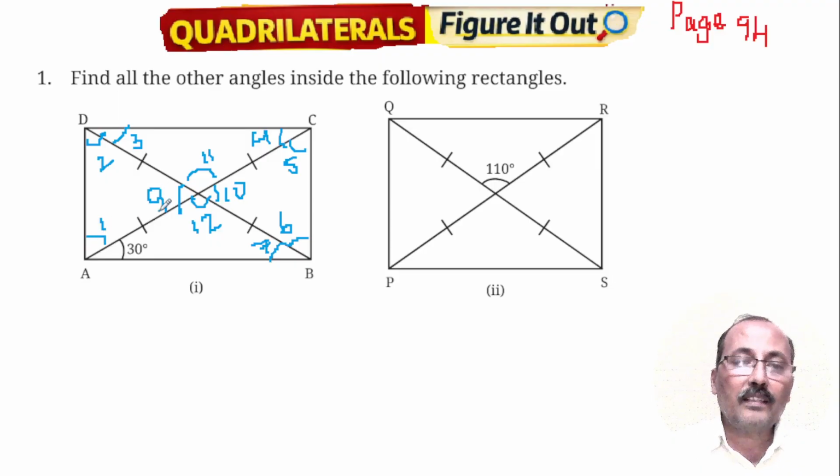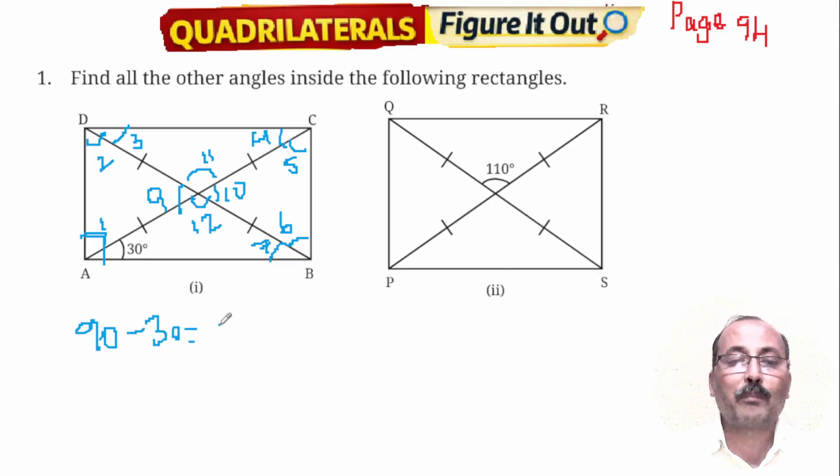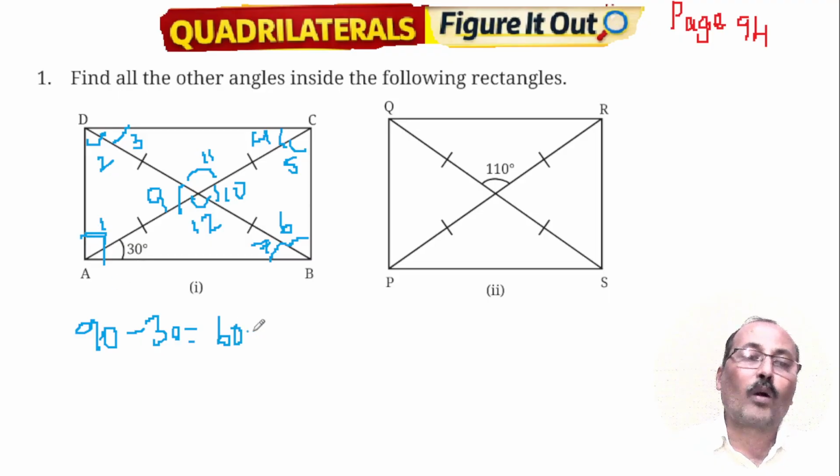Now, we studied the property of a rectangle that the angle is 90 degrees. All the angles are 90. A is 90, B is 90, C and D are all 90. Therefore, this total angle must be 90. Already 30 is there. If you subtract it, what I marked as 1 must be 60 degrees. So angle 1 equals 60.